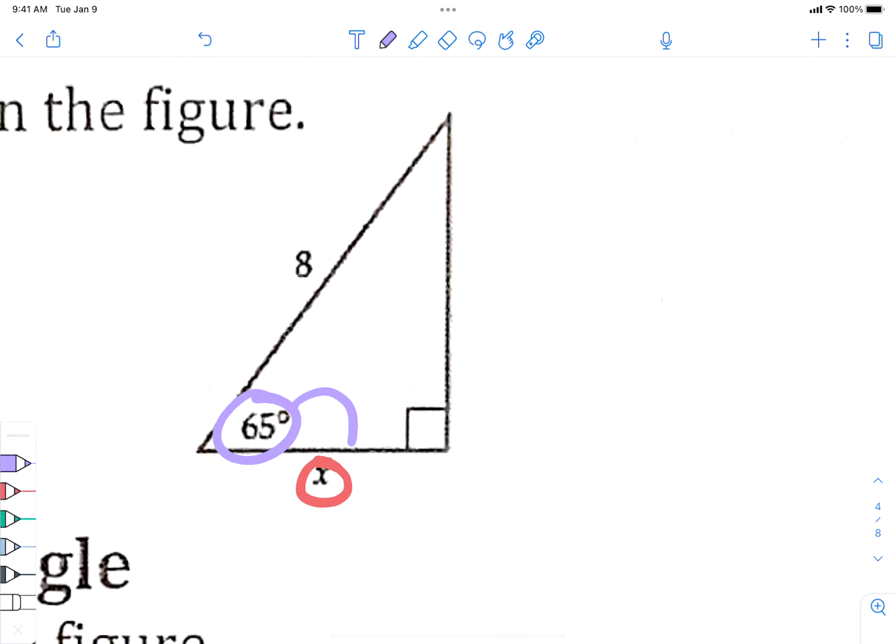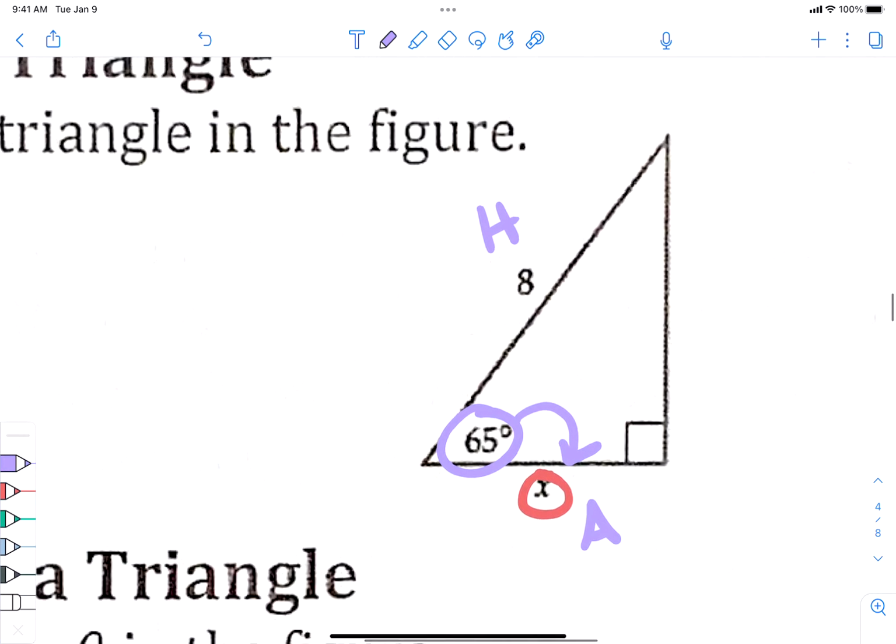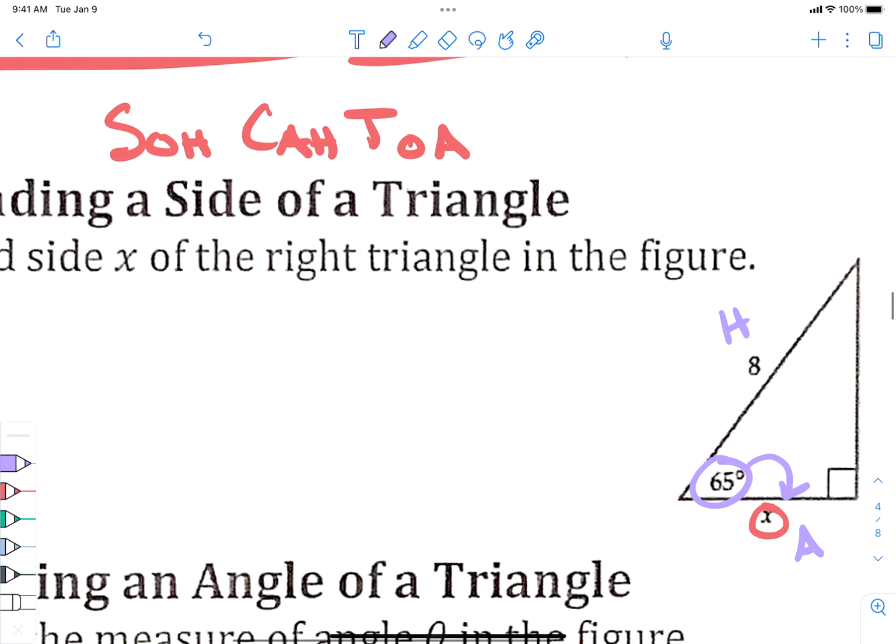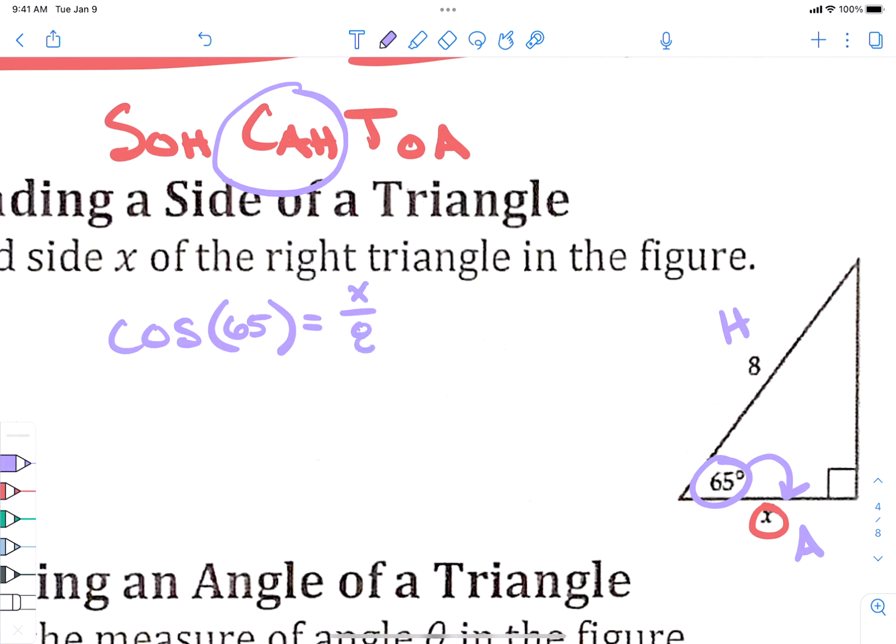And what is x in relationship to 65? Adjacent. This is the adjacent, and 8 is the hypotenuse. So we're going to use whichever trig function uses a and h, which is cosine. All right, so we're going to do cosine, and we have to do cosine of something, and it's always 65, the angle. So cosine of 65 equals, and we do a over h, right? x over 8, and then we solve, okay?